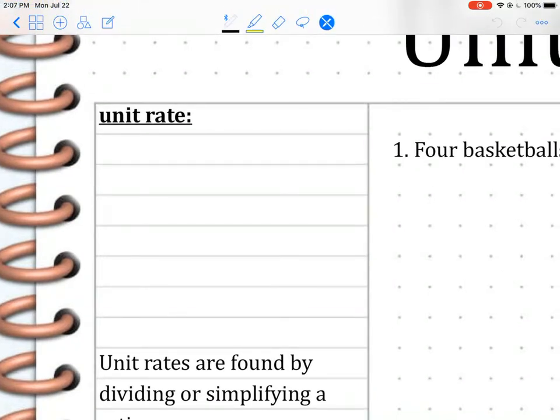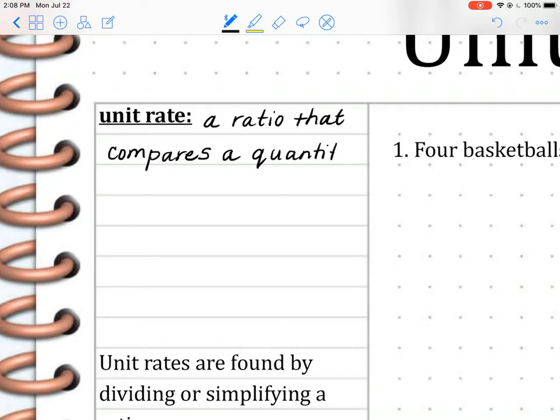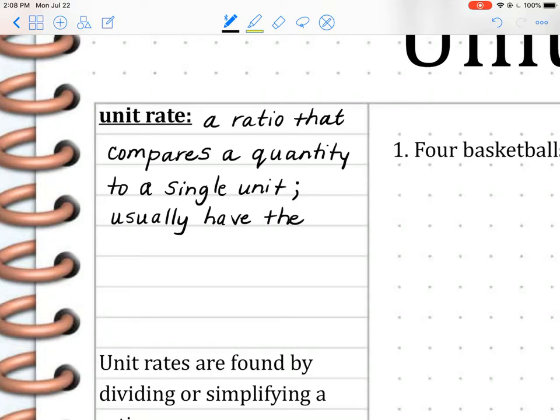A unit rate is a ratio, and remember what ratios do. A ratio that compares a quantity to a single unit. And these very often, I will go so far as to say that they usually have the word per. So if you see the word per, P-E-R, that is a good clue that this is a unit rate that you're looking at.